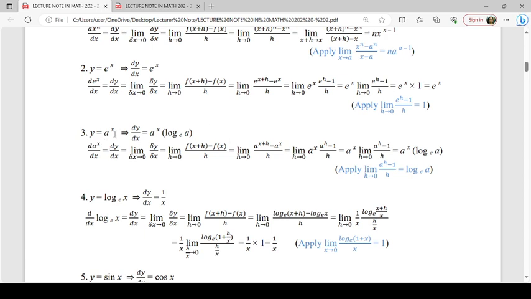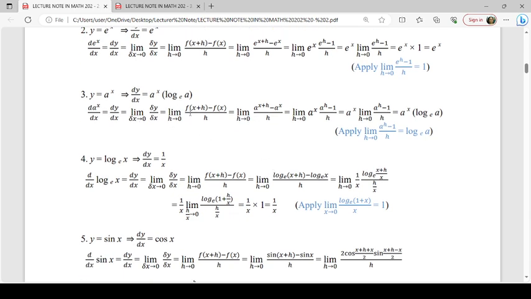Similarly, for a to the power x, e to the power x is a to the power x. This is also by formula the same. So e to the power x is taken common, e to the power h minus 1 by h, and this is a result of a limit. This limit is log of a to the base e. So this is a to the power x, and this limit is log of a to the base e.